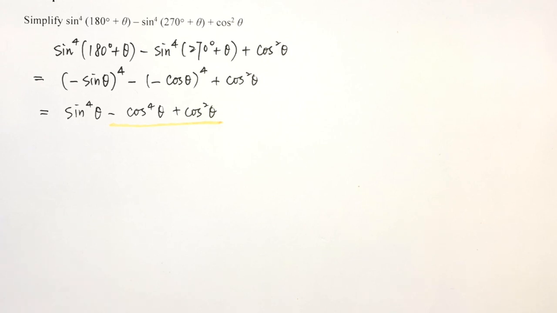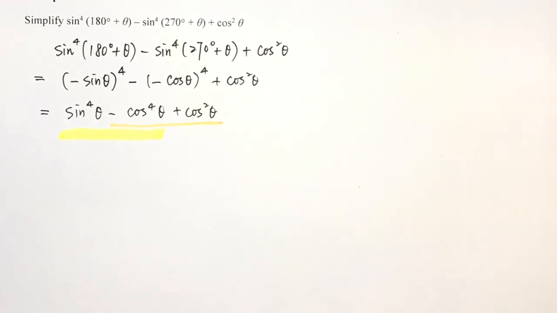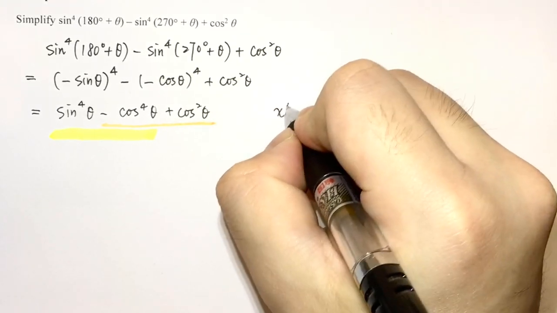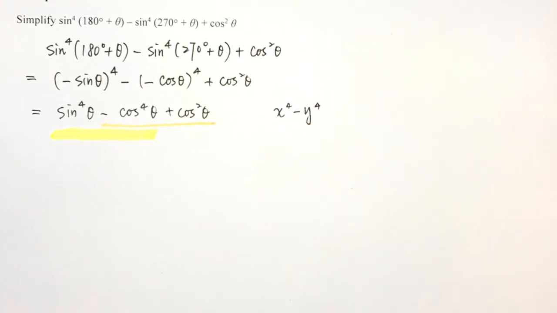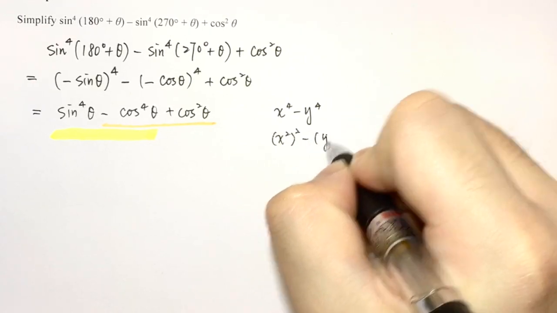But then, to me, I would like to consider the reduction of power because we don't see power 4 many times. So I would like to consider these two terms as the target to simplify. So how to simplify these two terms? We will consider it as something like this. Have you done any factorization about an expression like this? We can consider it as the difference of two squares.